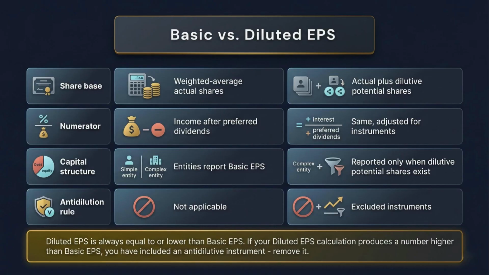One rule should stay locked in memory: diluted EPS should not be higher than basic EPS. If it is higher, you probably included something anti-dilutive.